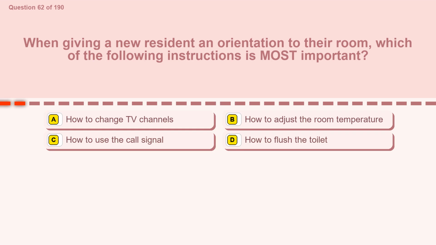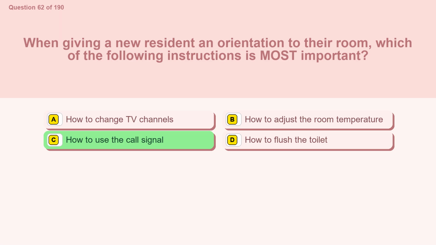Question 62. When giving a new resident an orientation to their room, which of the following instructions is most important? Option A, how to change TV channels. Option B, how to adjust the room temperature. Option C, how to use the call signal. Option D, how to flush the toilet.